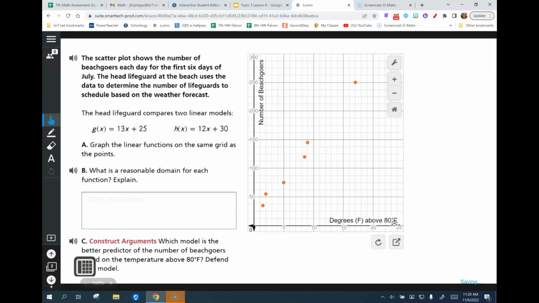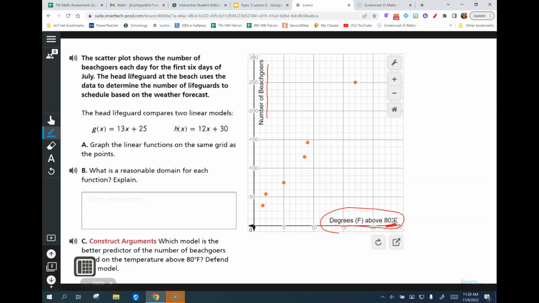So first it starts off and it says a scatter plot. We've been doing scatter plots. It shows the number of beachgoers each day for the first 6 days of July. The head lifeguard at the beach uses the data to determine the number of lifeguards to schedule based on the weather forecast. So always look to see what your graph has first. So notice here we have that our x values are degrees above 80. Not the degrees exactly, but above 80. So that makes a difference. Pay attention to that. And then the number of beachgoers is right here.